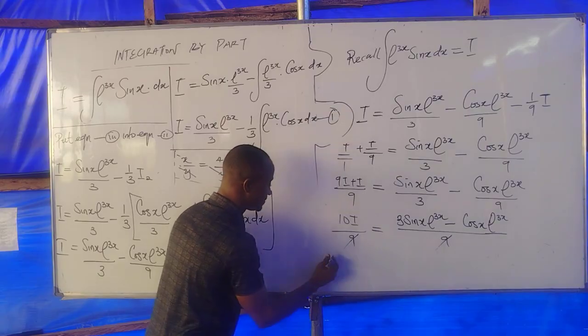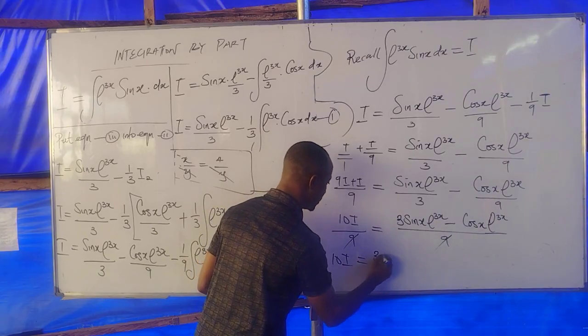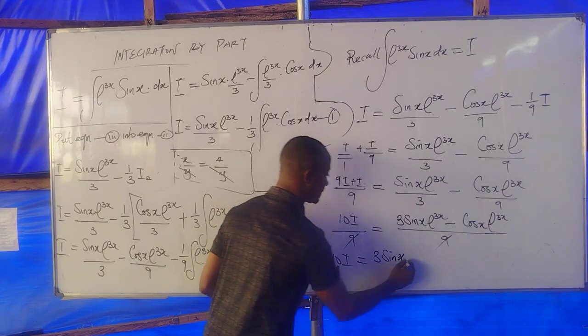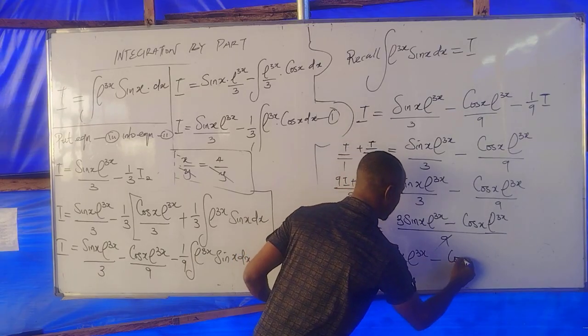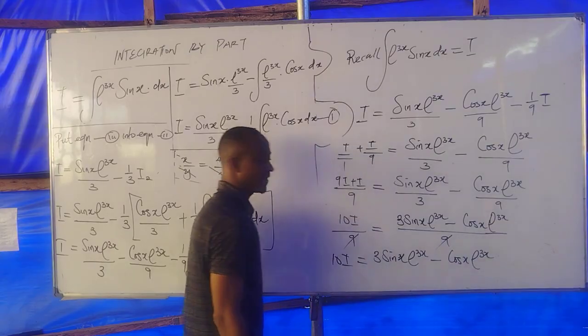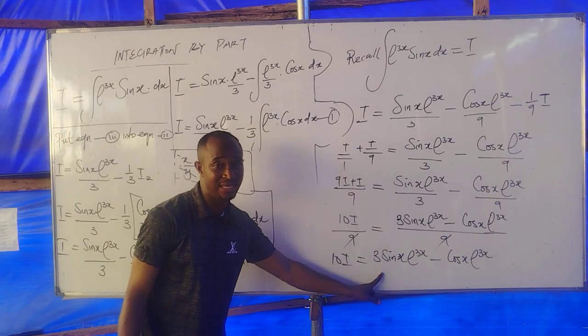What is the meaning here? 10I, is it not? Equals to what? 3 sine x, Abi? Exponential what? 3x minus cos x exponential what? 3x. Is that the final answer? No. What is the final answer here? Divide both sides by 10, Abi?